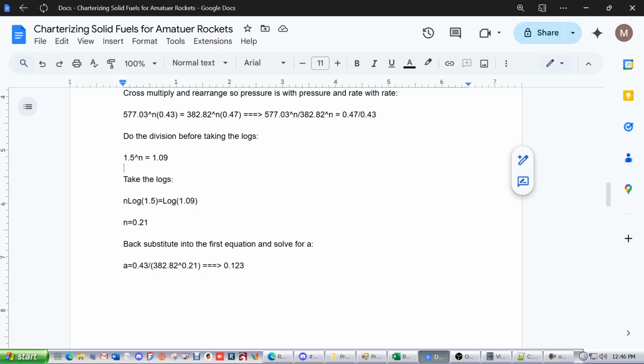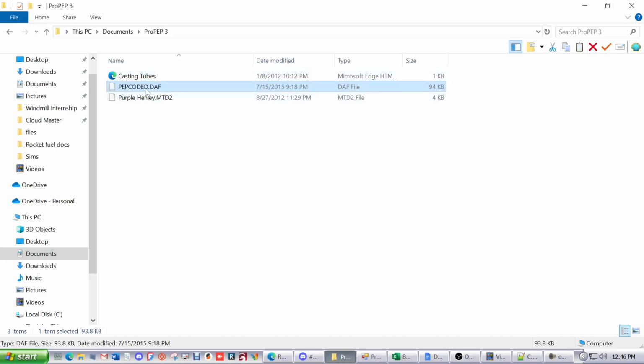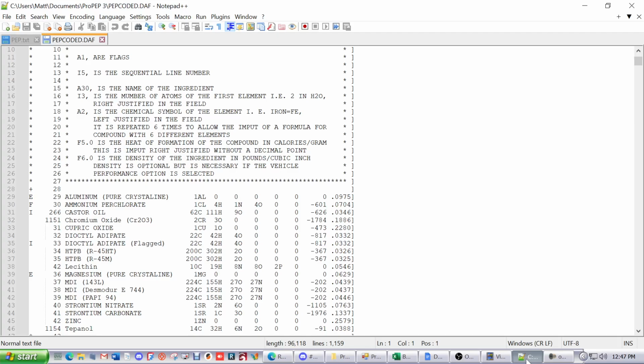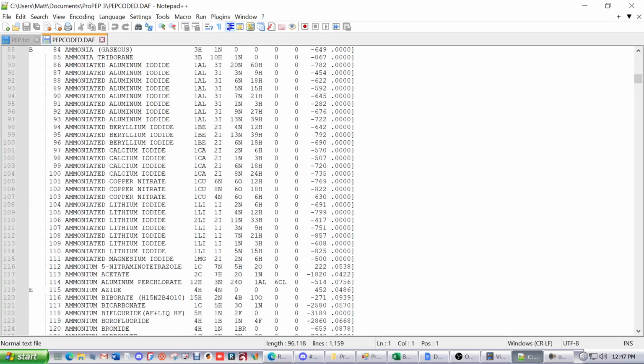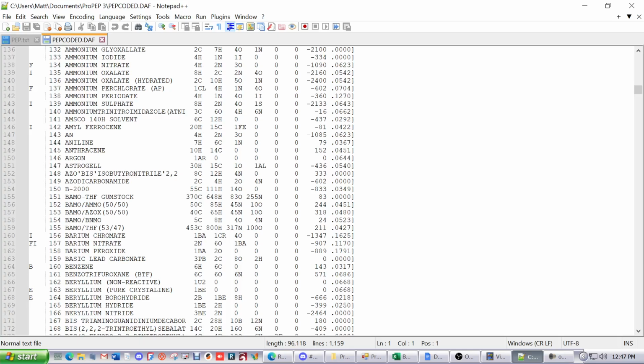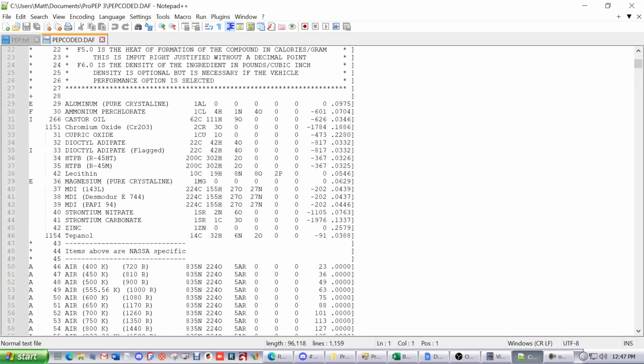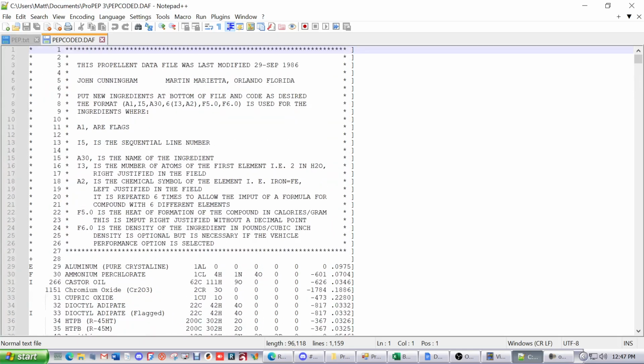So if you go to My Documents, ProPep 3, you can actually see this pepcode.daf. Open it up in Notepad++, and you can see all the table information for each ingredient. And this is what ProPep 3 uses to calculate some stuff. So let's go ahead and actually do that. All right.